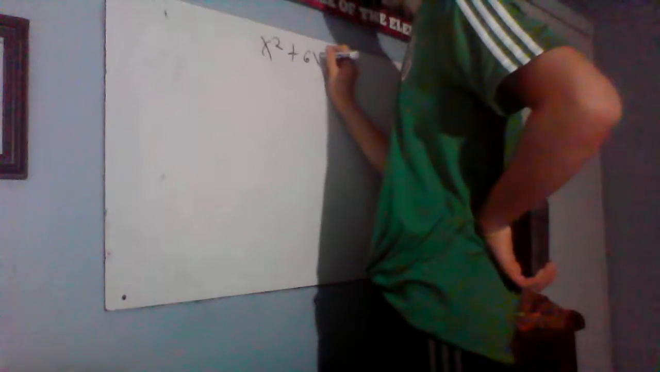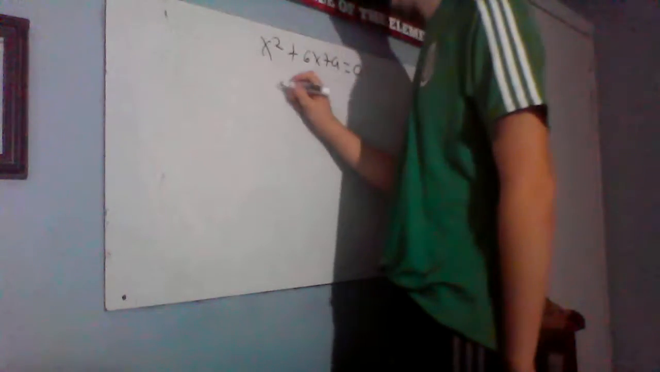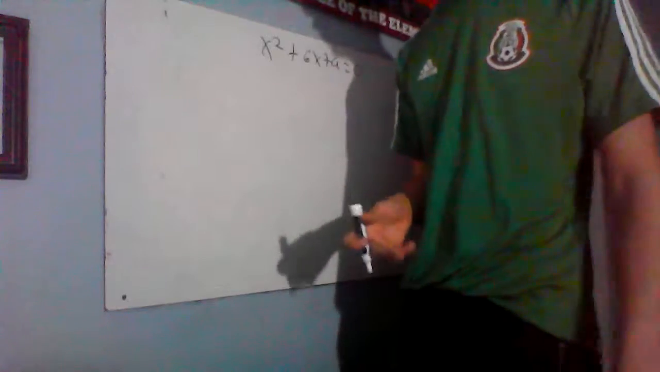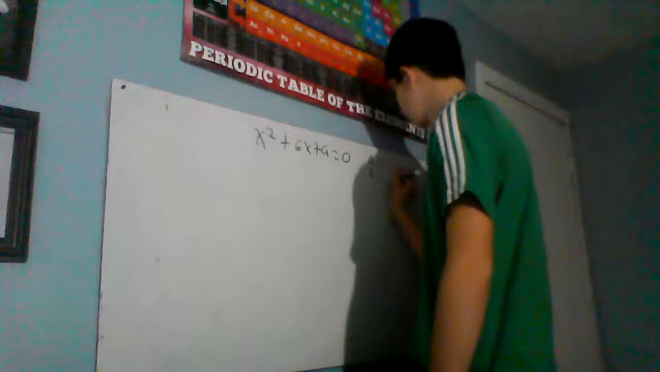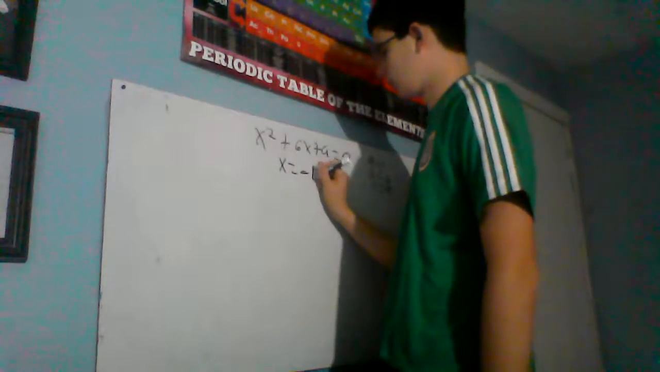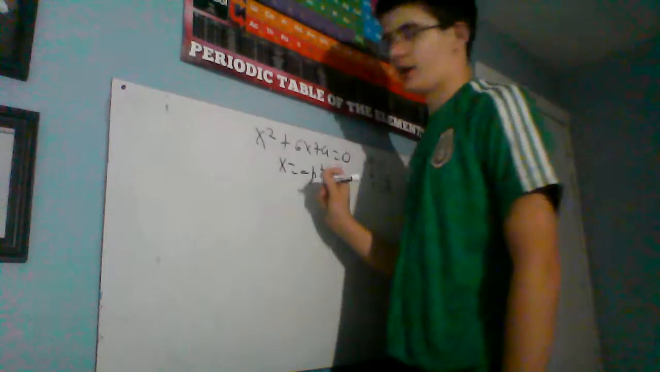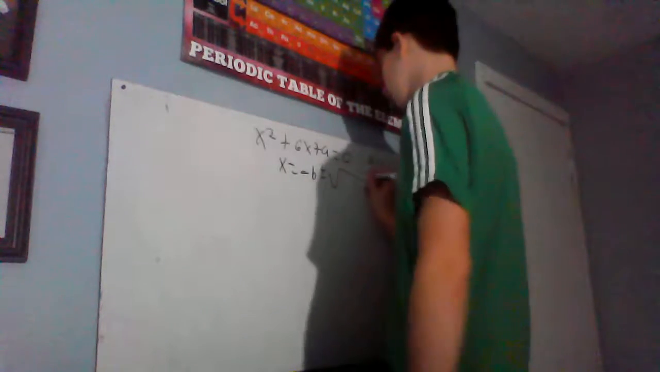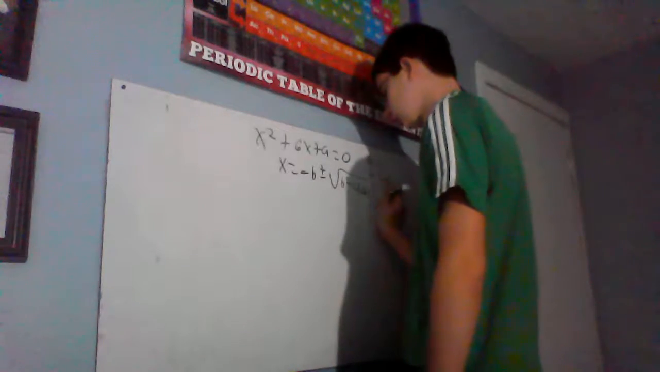We can do just one more example though. X squared plus 6x plus 9 equals 0. So right off the bat, let's just define a couple of terms. A equals 1, B equals 6, and C equals 9. Use the quadratic formula again, which is x equals negative b plus or minus radical b squared minus 4ac over 2a.